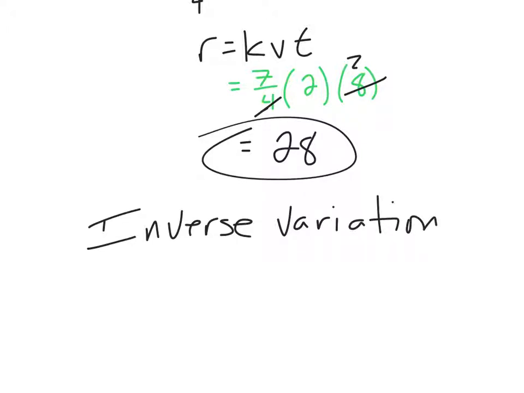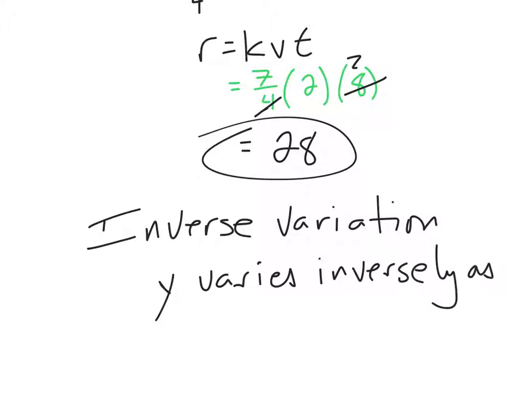All right. So here we would say that y varies inversely as x. Y varies inversely as x, which yields the following formula. Y equals k over x.